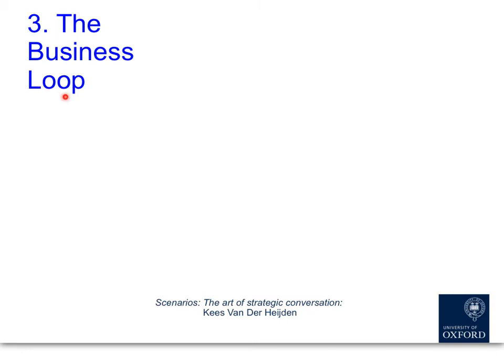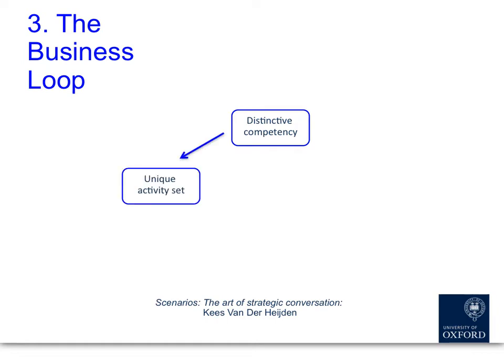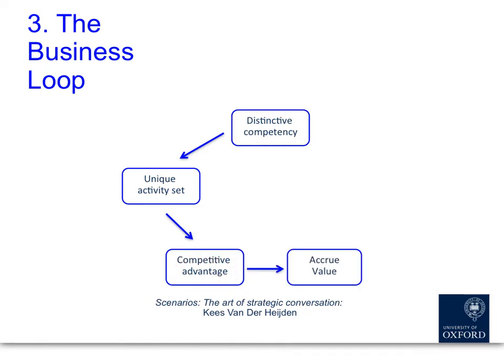So, the business loop, what do we mean by that? Well, let's start off having a distinctive competency. Remember, it is that aspect which eventually leads to customer value. With that distinctive competency, we need to put together a unique activity set. This is all the boilerplate stuff which every business needs to do, and includes such things as invoicing, human relations, and being able to have a distribution channel. Unique activity set, together with a distinctive competency, we then create a competitive advantage within the marketplace. And if we succeed, we'll then start to accrue value.